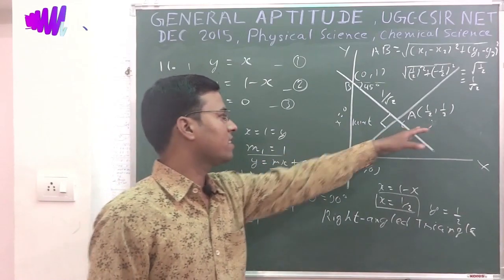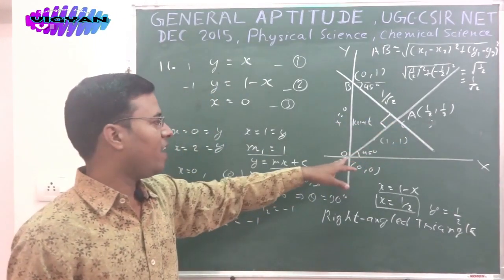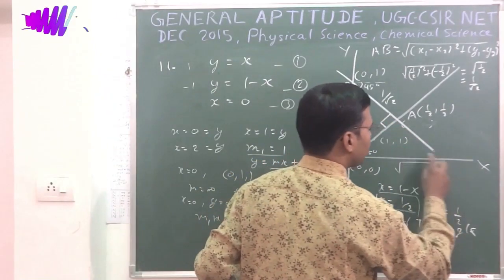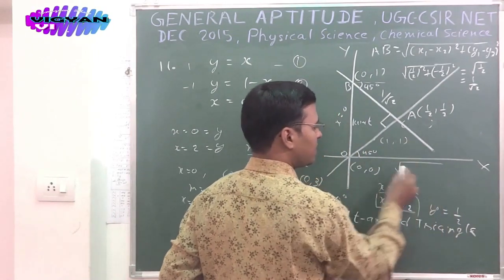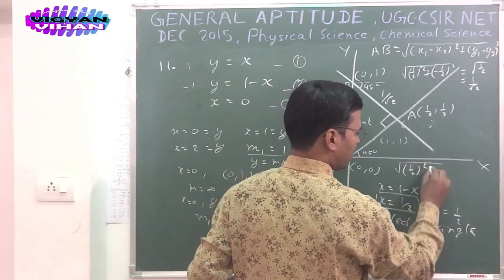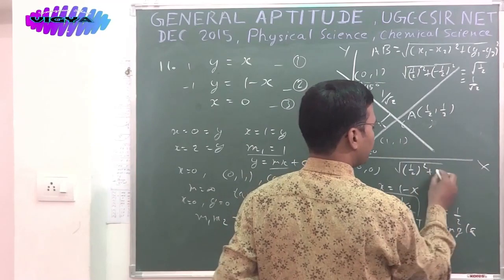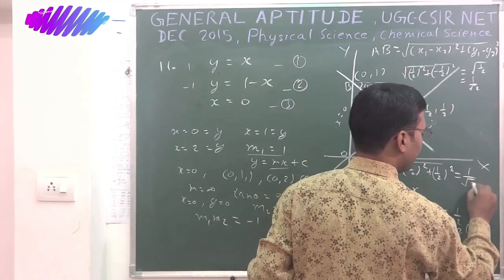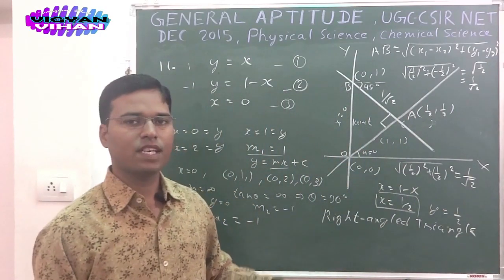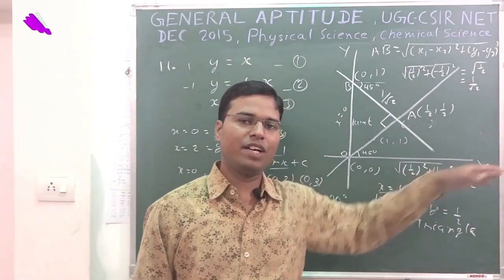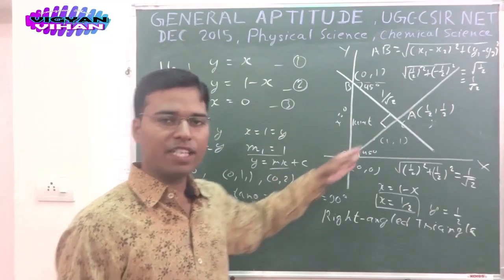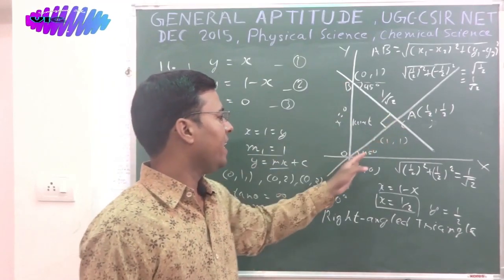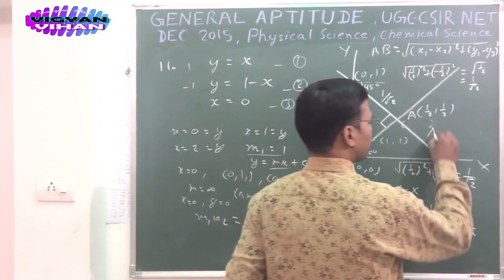If we calculate the distance AO, in the same situation, half minus 0 will be half square plus half minus 0 also half square. Then you will get the same value, square root of 1 by 2, or we can write 1 by square root of 2. These two sides AB is equal to OA.